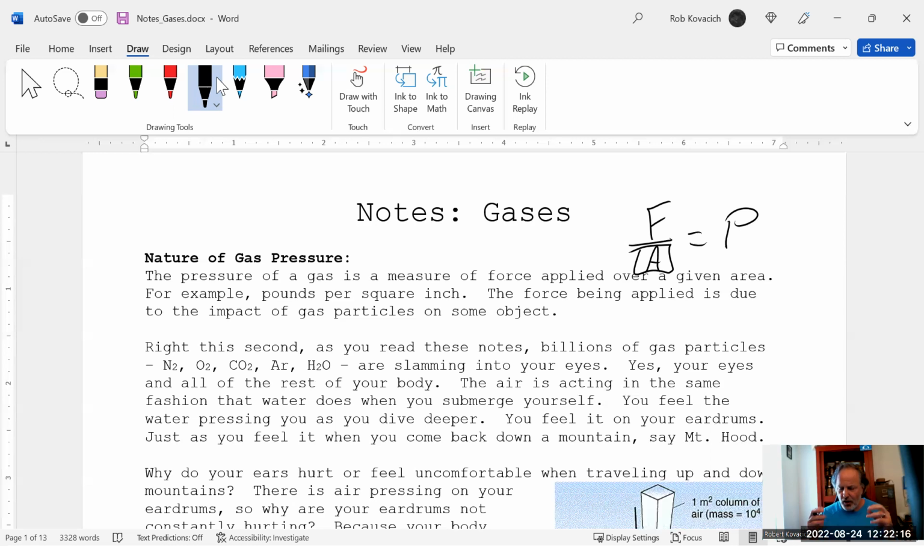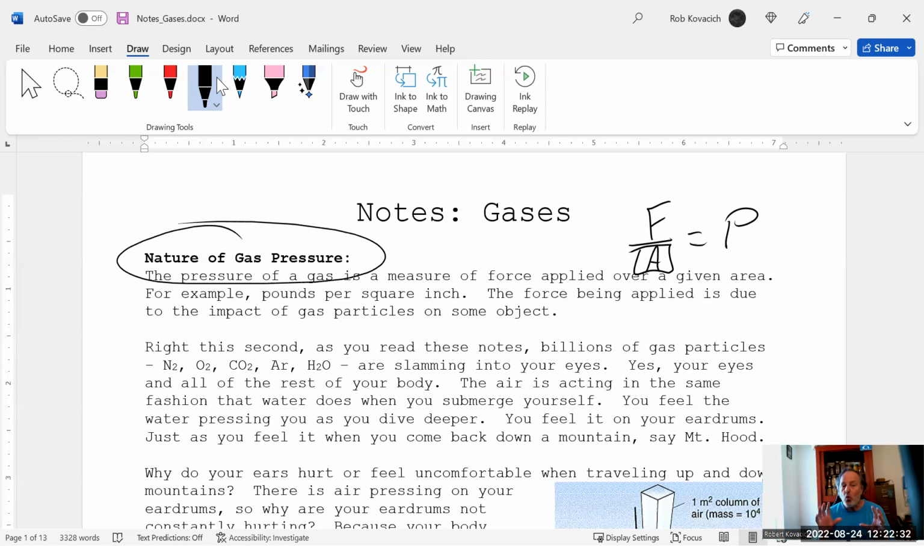Okay, so pressure is about force being applied over an area. So now let's go back to what we were talking about, which is the nature of gas pressure. How does this concept of P equals F divided by A apply to gases?